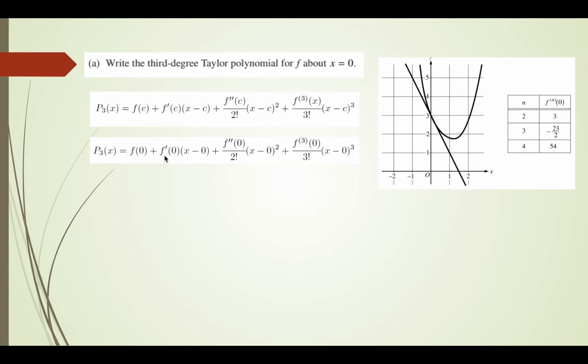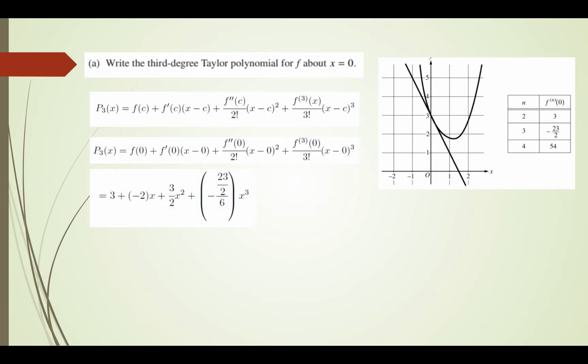So we'll substitute negative 2 right here for f prime of 0. x minus 0 would just be x. And then your second derivative, well, they tell you here your second derivative at 0 is 3, so we're going to substitute a 3 right here. It's going to be 3 over 2 factorial. 2 factorial is just 2 times 1. Then you'll have your x squared term. Your third derivative is negative 23 halves over 3 factorial. 3 factorial is 3 times 2 times 1, which is 6. And you'll have x cubed.